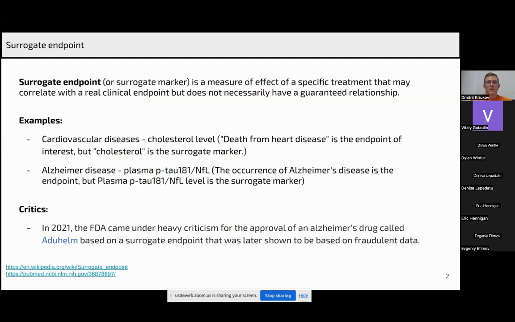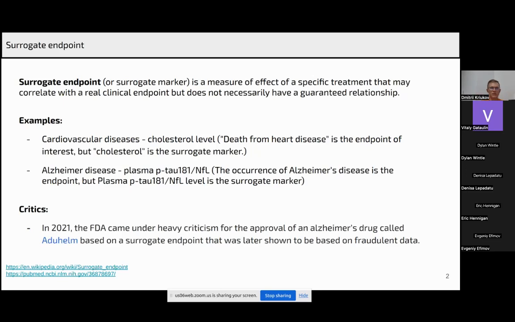Surrogate endpoint is a measure which went from the clinical trials domain that measure an effect of a specific treatment that may correlate with real clinical endpoint, but does not necessarily have a guaranteed relationship. For example, surrogate endpoint can be convenient for clinicians because the true outcome, like the death, is undesirable outcome for clinicians, and we want to somehow measure some value which can predict the undesirable outcome before it occurs with individual.